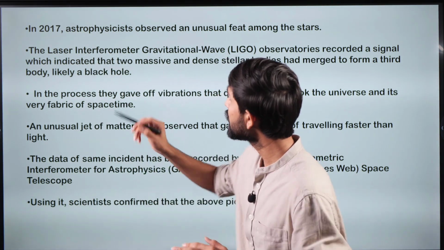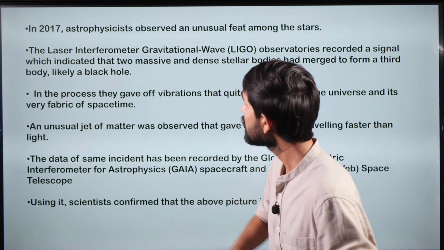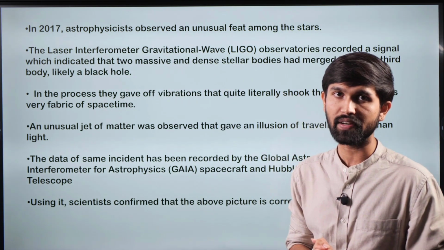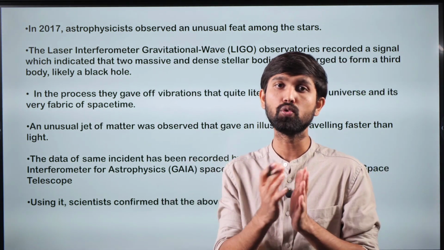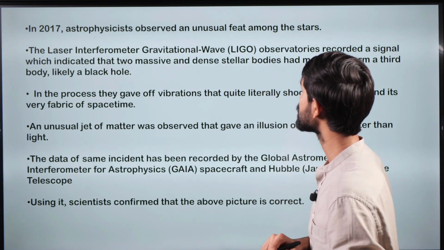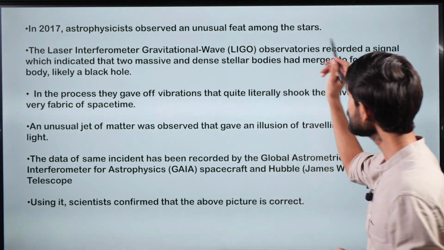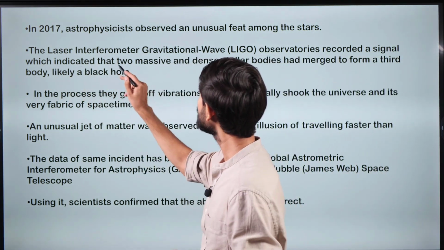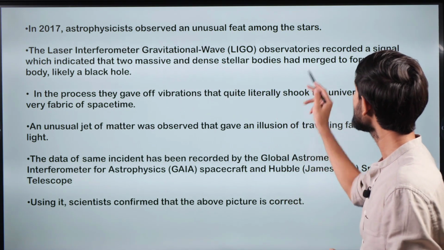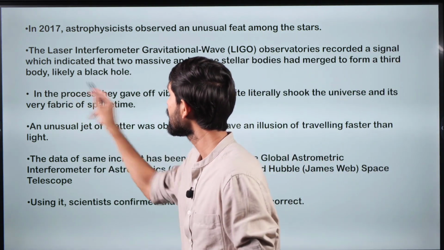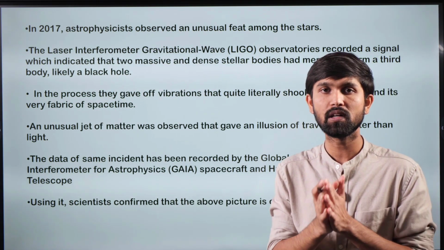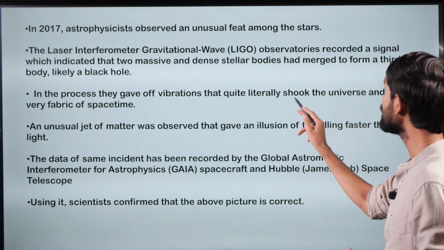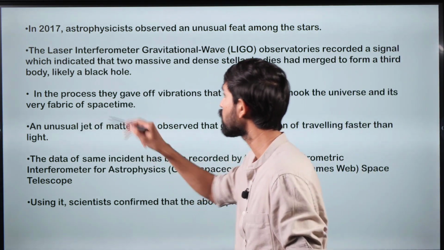This was observed in the year 2017, where a Laser Interferometer Gravitational-Wave Observatory, or what we call LIGO, which is basically a tool to measure the gravitational waves traveling in space. So these LIGO observatories actually recorded a signal which indicated that two massive and dense stellar bodies had merged to form a third body, likely a black hole. This is what was observed, and it was seen that in this process, they gave off vibrations that quite literally shook the universe and its very fabric of space-time.